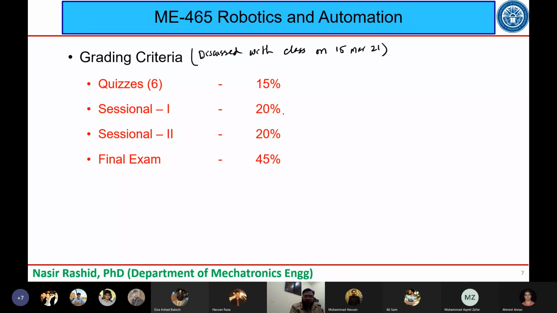Then as of now, we will be having 2 sessional exams, but I'm not sure what happens next if we go with the midterm, so we will probably need to redefine these percentages. I'll share with you if we need to redefine, but just to give you an idea, as of now we are going to go with this type of grading criteria, which includes quizzes, sessionals, and final exams.